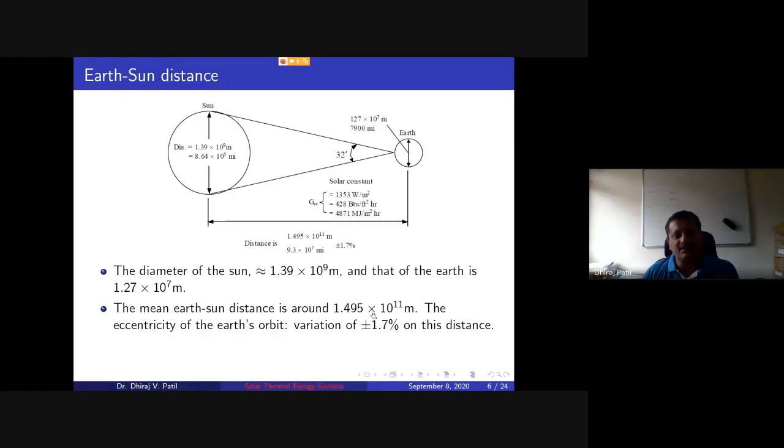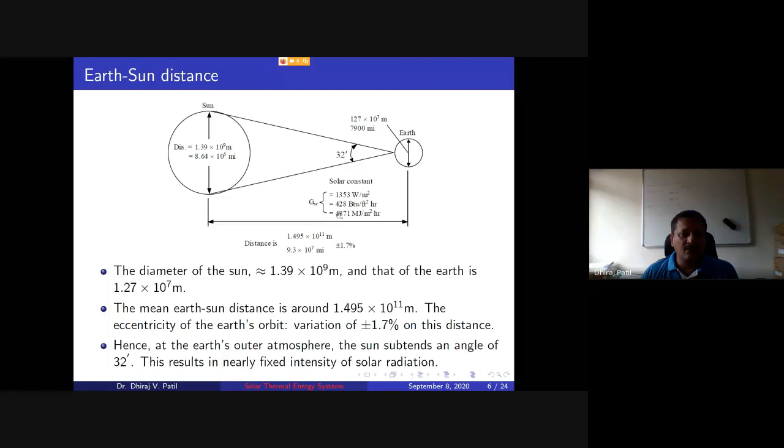This distance is variable because the Earth's orbit is not perfectly circular. It is eccentric, and that's why you have this variation. Further, the Earth's rotation with respect to the sun also matters. If you look at the axis of the Earth's rotation, this axis is inclined, and that's why we get what is known as declination.